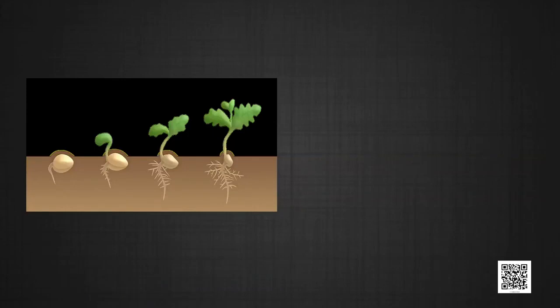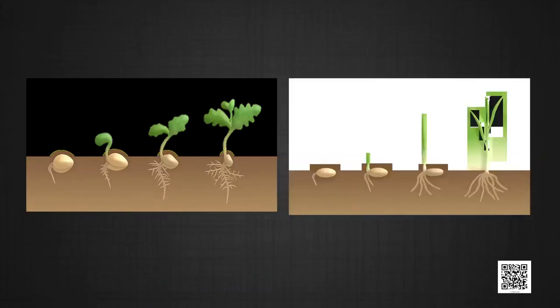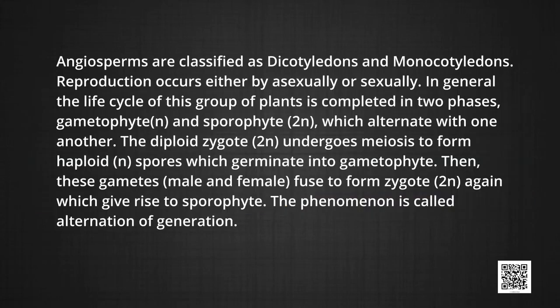gamete union. Angiosperms are the most evolved, highly specialized, complicated plants with proper vascular tissue and a well differentiated body. These are flowering plants which produce both seeds and fruits. Angiosperms are classified as dicot and monocot, meaning dicotyledons and monocotyledons. Reproduction occurs either asexually or sexually.